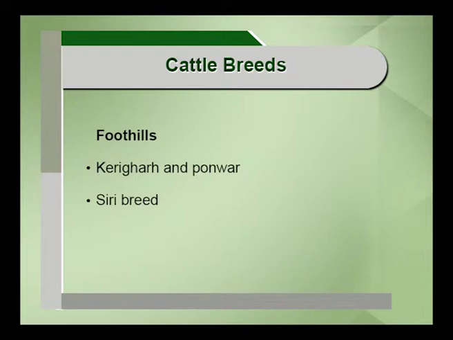There are a few very popular cattle breeds, for example, the Kherigarh and Ponwar. It is distributed in the Uttarakhand region. As far as the Siri breed is concerned, that is found in Sikkim and the Darjeeling Hills.